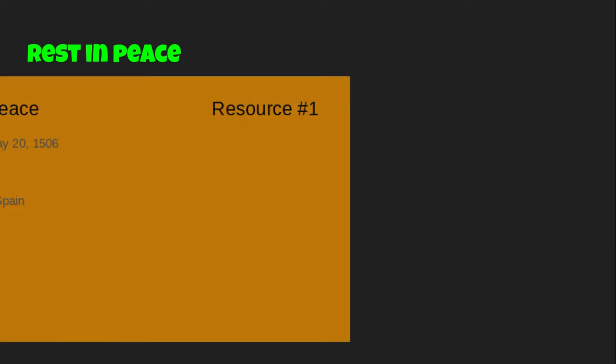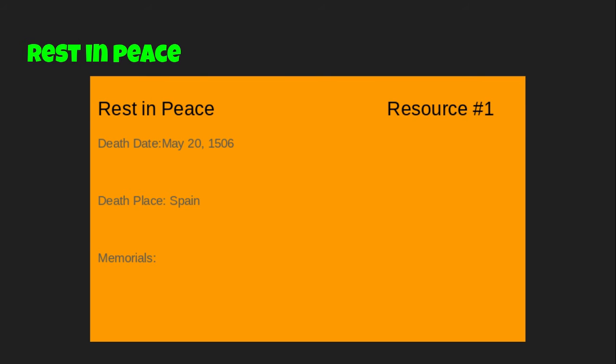All right, the next section of your paper is titled Rest in Peace. In this section, you are talking about one of two things: either the death of your explorer, when they died, where they died, and if there's any memorial set up for them. Even cause of death, if you know that, you could include that as well.